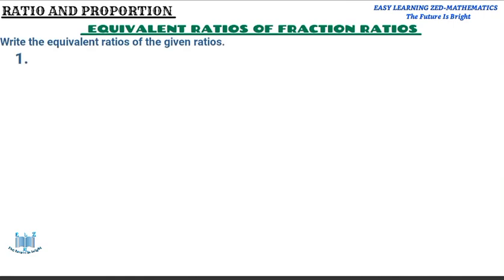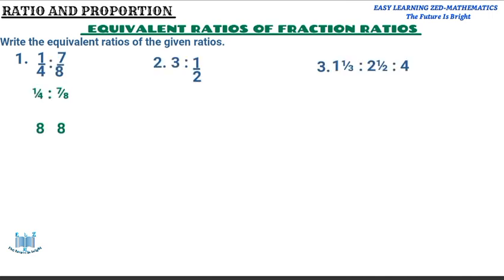So in this video, we're going to use these three problems to demonstrate how you can find equivalent ratios of the given ratios when the ratios given are fractions. Okay, let's get started with question 1. So question 1, we have got 1/4 to 7/8.